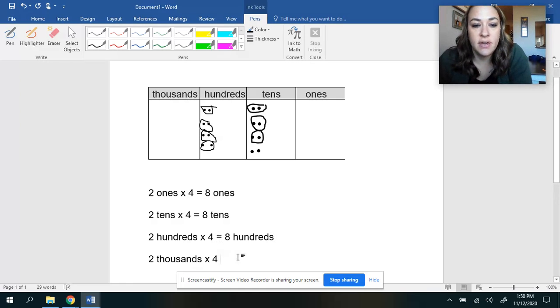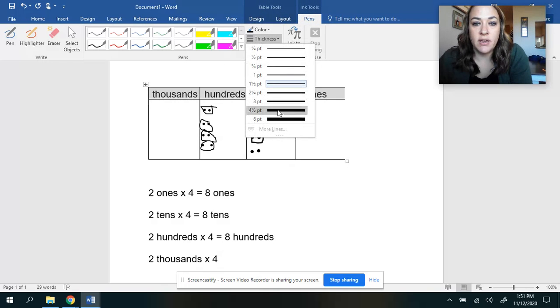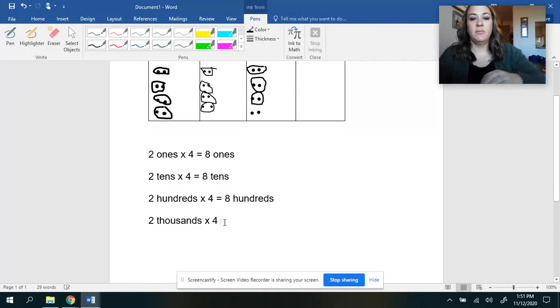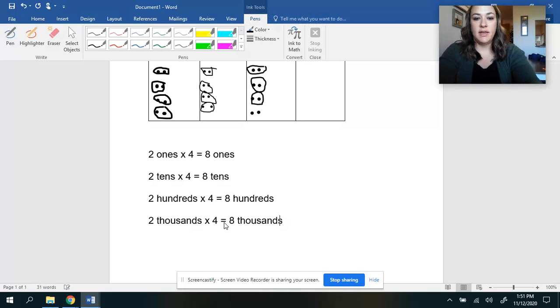And then our 2,000s times 4. We can come over here and represent our 2,000s. There's 1, 2 times 4. And again, you could probably guess how many we're going to have, right? Because if we know that 2 times 4 is equal to 8, and I have 2 of something, I'm multiplying it by 4, it's going to give me 2, 4, 6, 8. So if I come down here, I'm going to have 8 thousands.